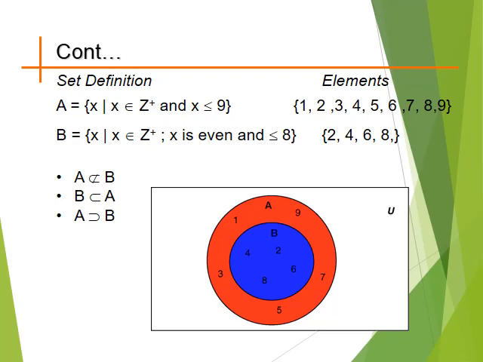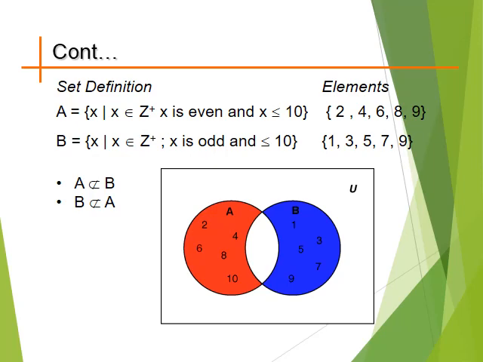Here we can observe that A is not a proper subset of B. You can see that A is the bigger set. B is a proper subset of A, as all the elements of B are present in A. And A is a superset of B. That is also right, as A is a bigger set which contains the whole of B. Right?